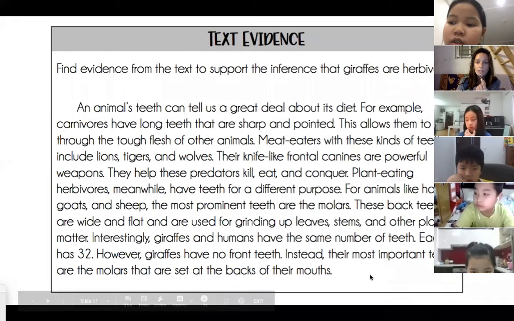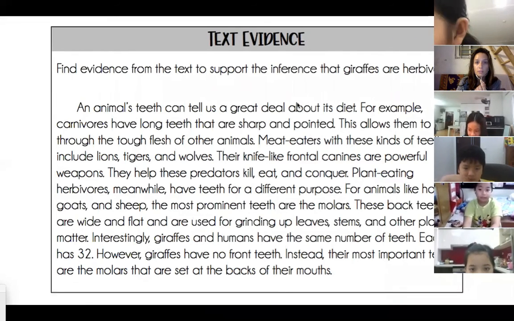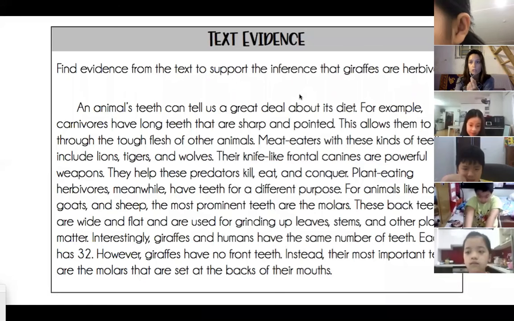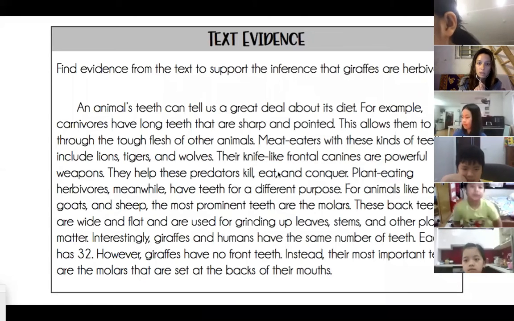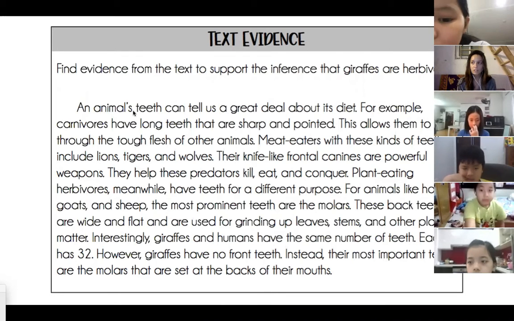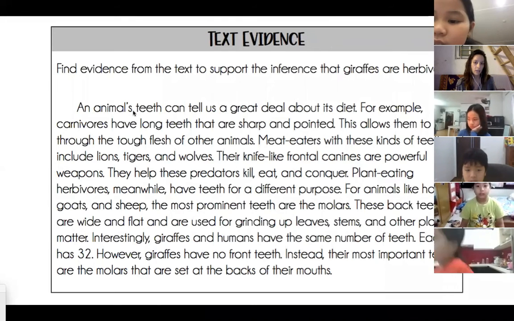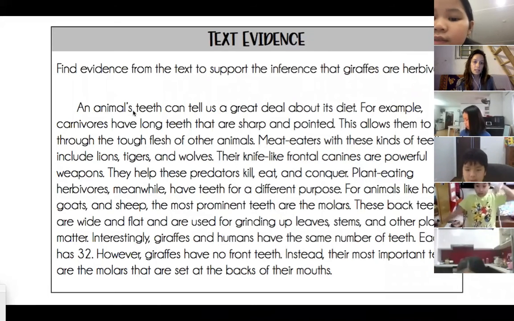So from this information, what information supports the inference that giraffes are herbivores? In this paragraph, Lily, does the writer say giraffes are herbivores? No. It doesn't say exactly, right? But what clues tell us or support the inference that they are?